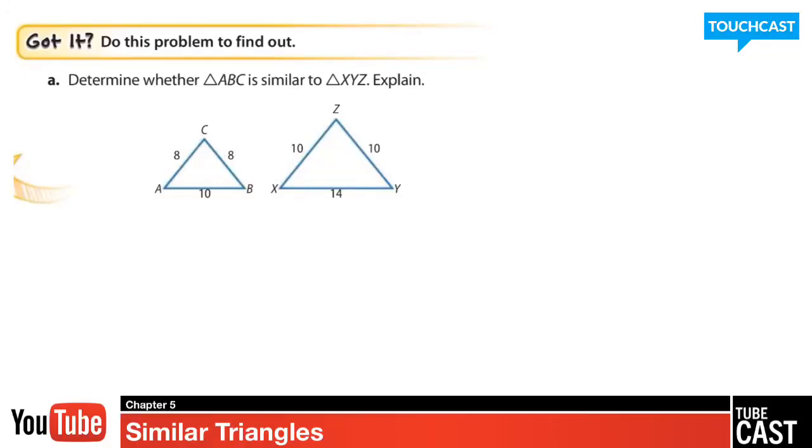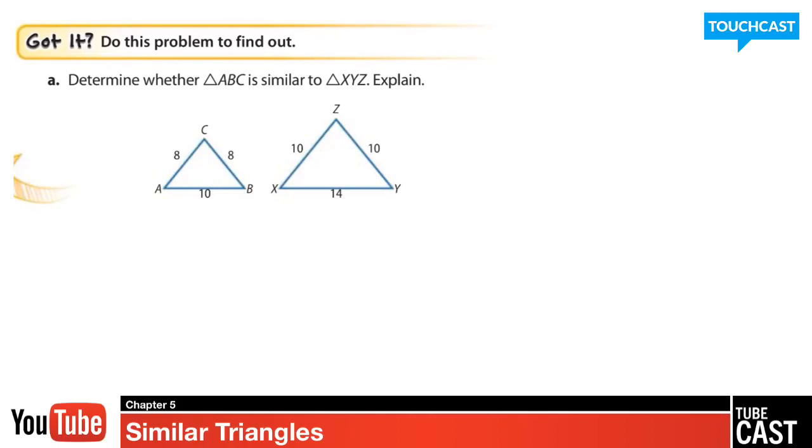This lesson is on similar triangles. Today we did a lab that involved measuring angles and looking at the sides of triangles to see if they were similar. Here we have a problem with two triangles. Now we cannot assume that these two are similar just because they look the same.